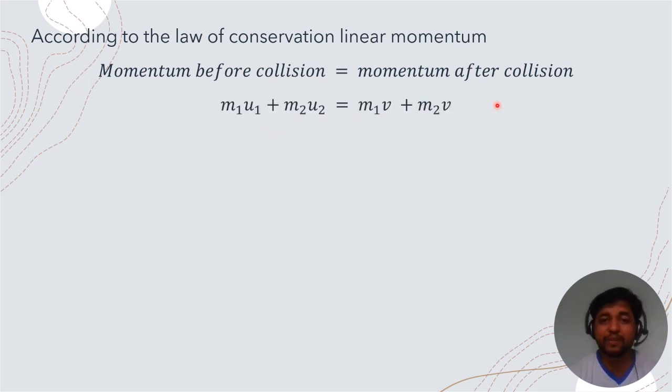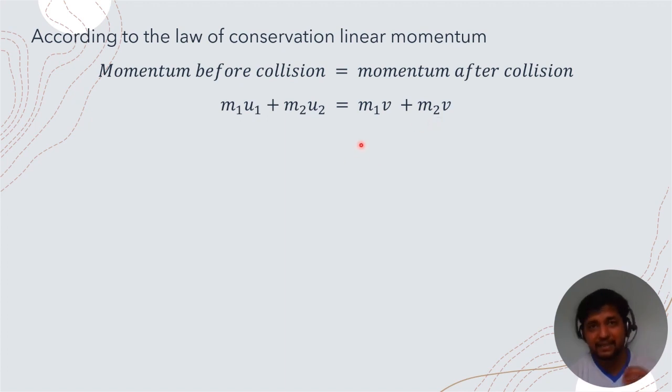So momentum before collision can be given as mass of first object into velocity of first object before collision plus mass of second object into velocity of second object before collision, is equal to mass of first object into velocity of first object after collision plus mass of second object into velocity of second object after collision.